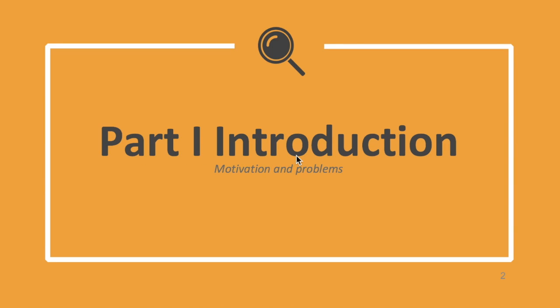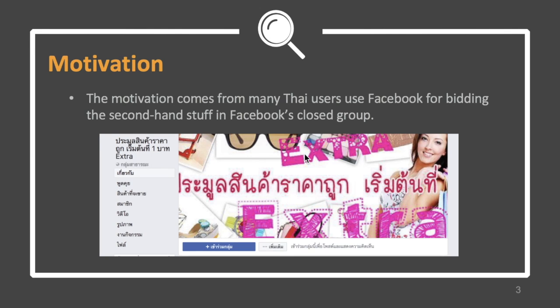Part 1, Introduction. We will talk about the motivation and the problem of the old system, which is the Facebook online website. To start with the motivation, the inspiration of the project comes from real experience. We found that many Thai users use Facebook for bidding on second-hand stuff in Facebook closed groups by commenting the bidding price, which someone placed another bid on in real time.